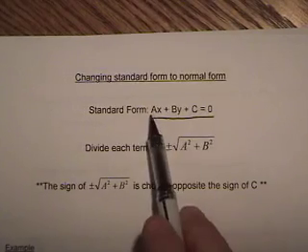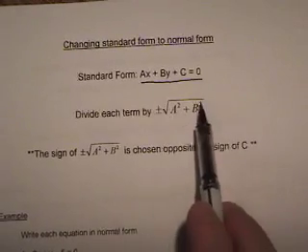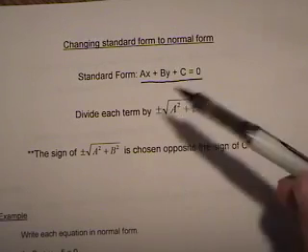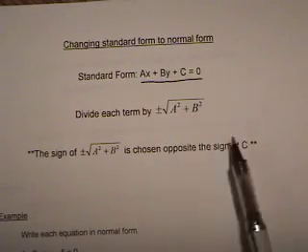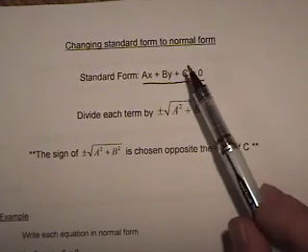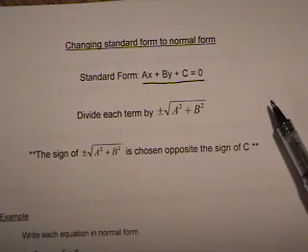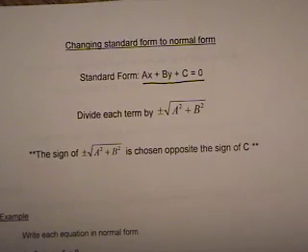I take the term in front of the x and the term in front of the y, I square them, and then I divide through every single term by that answer. And I choose plus or minus. Whatever the sign of c is, I take the opposite. So if c is positive, I'll divide everything through by the negative square root of a squared plus b squared. And if the sign of c is negative, I'll divide through by the positive.